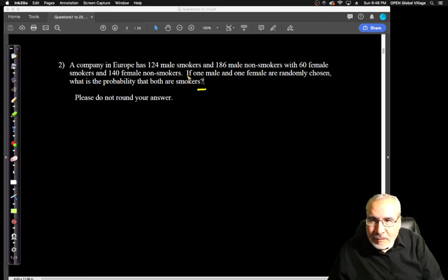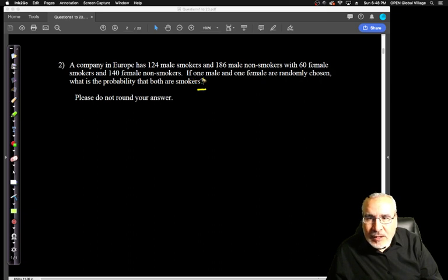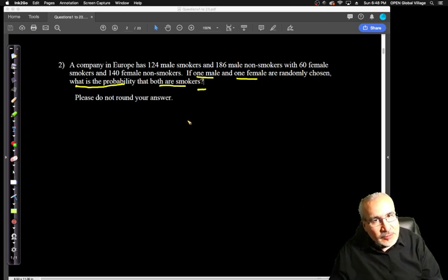Go back to the start of this sentence. And the question sort of is, if one male and one female, not students, they're probably employees, right? One male and one female are randomly chosen, what is the probability that both are smokers? So now that we know the question, let's read the details.